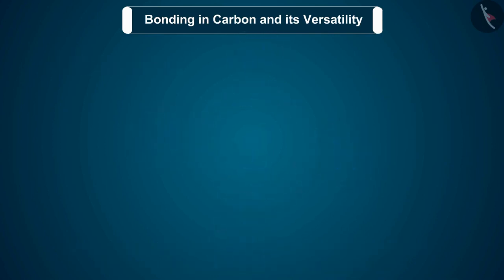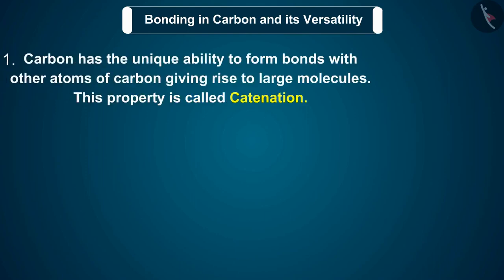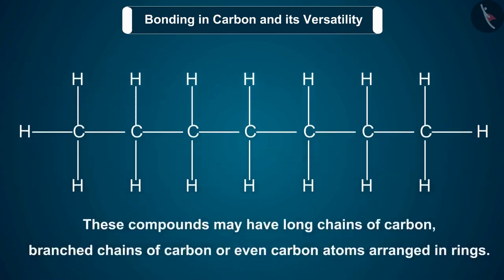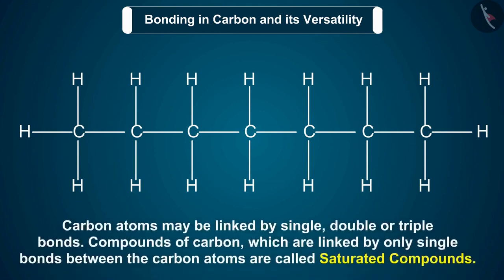Two factors noticed in the case of carbon are: 1. Carbon has the unique ability to form bonds with other atoms of carbon, giving rise to large molecules. This property is called catenation. These compounds may have long chains of carbon, branched chains of carbon, or even carbon atoms arranged in rings. In addition, carbon atoms may be linked by single, double, or triple bonds.